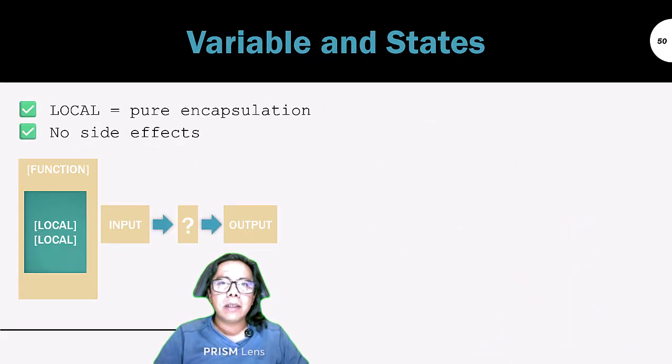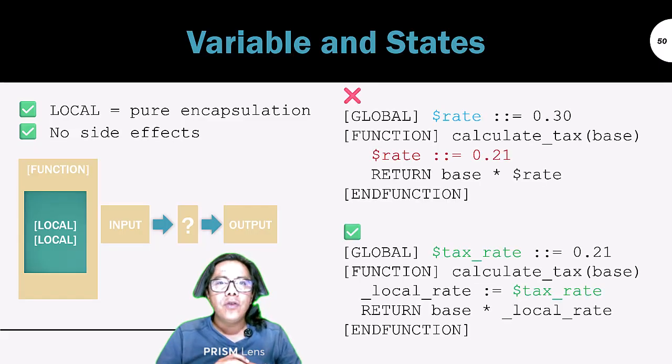Encapsulation is the principle that a function should be a black box. Whoever calls it does not need to know how it does what it does, only what it does. The function reads the global, but it doesn't modify it. It respects isolation. It is predictable.